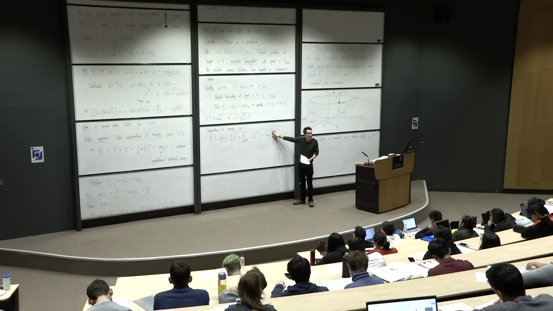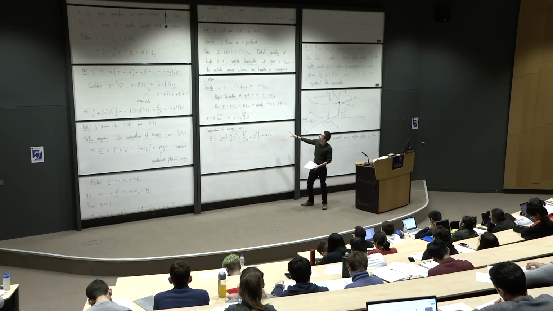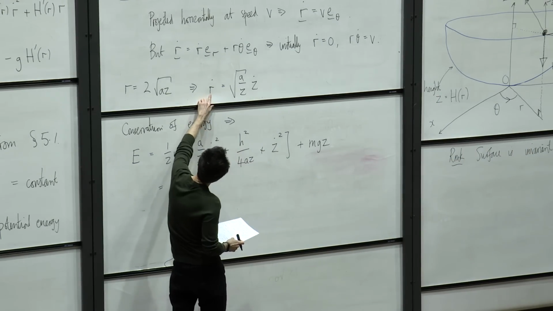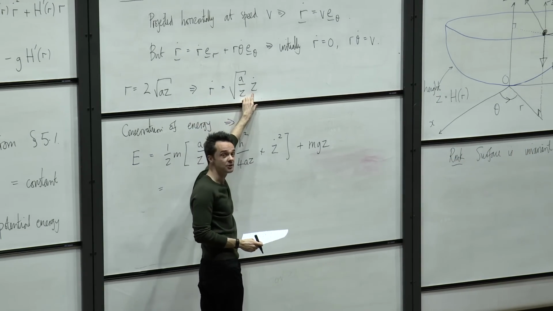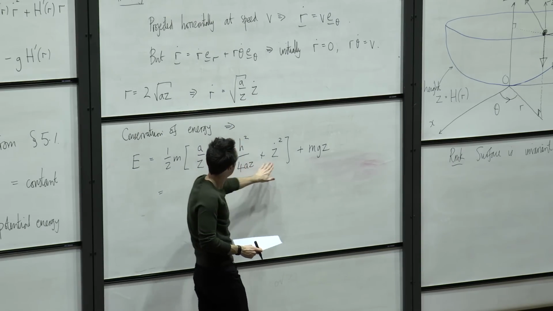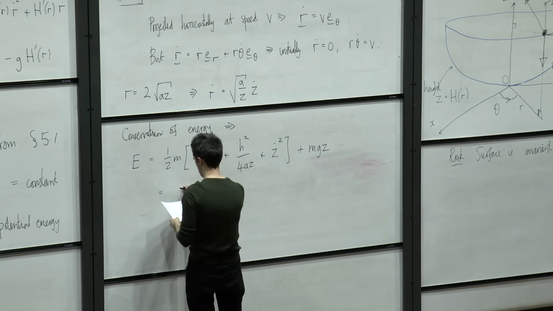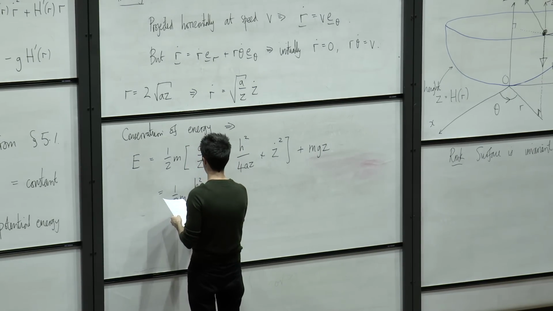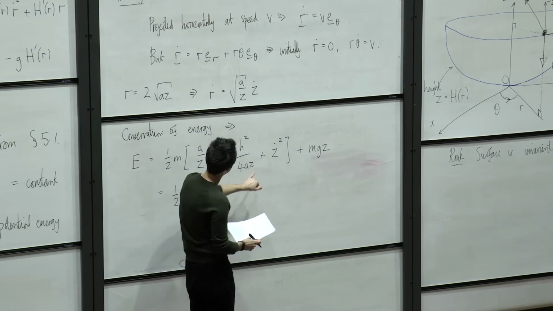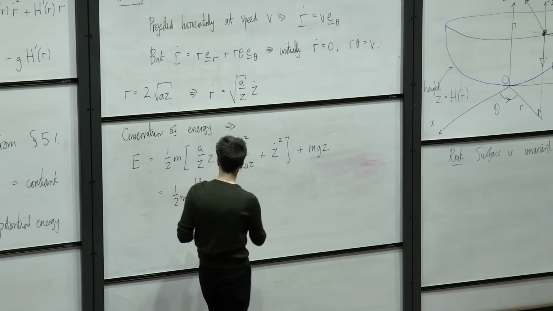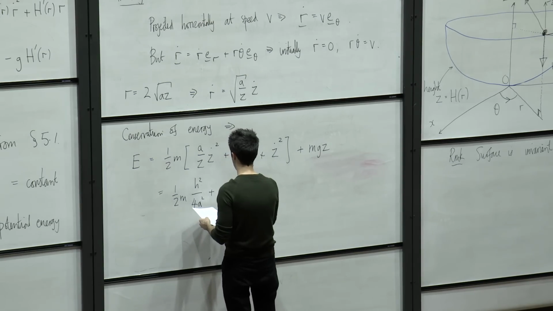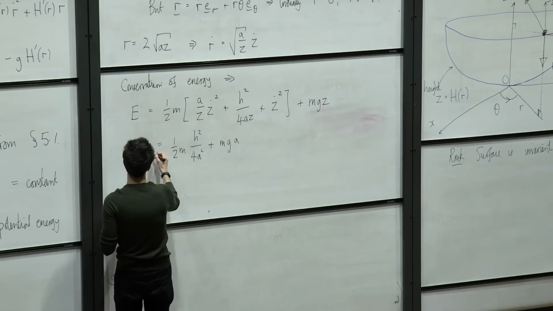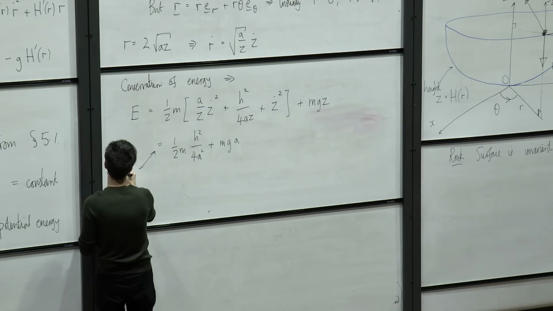In particular, I can evaluate it at the initial time when I know the initial data. So at the initial time, scalar r dot is 0. We said that above, so also z dot is 0. So this term and this term are 0 initially. And so this is a half m little h squared over 4a squared, putting in z is a initially, plus mga. So this second line I've just evaluated at the initial time.